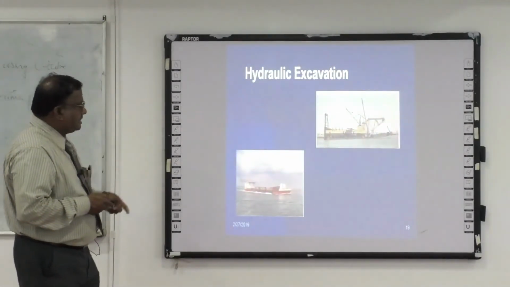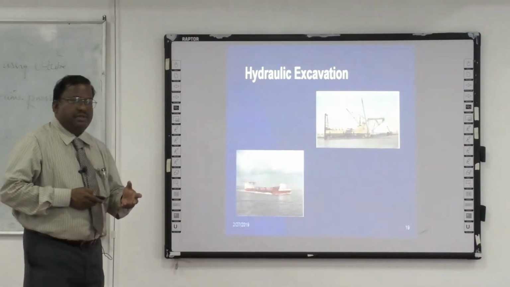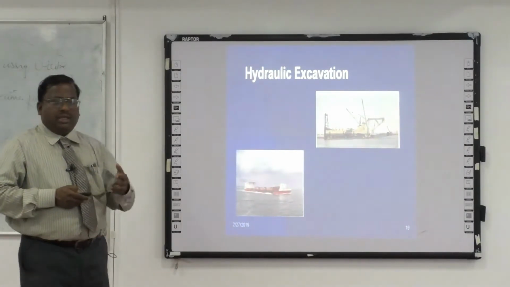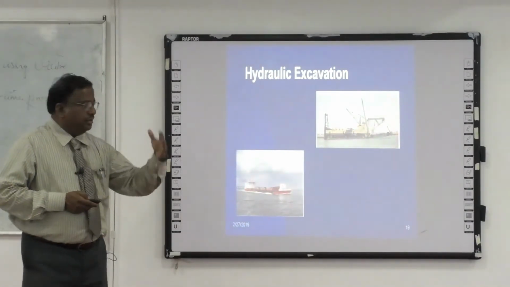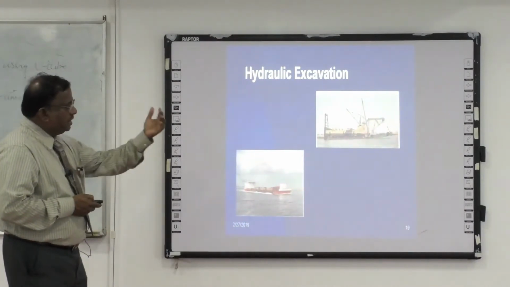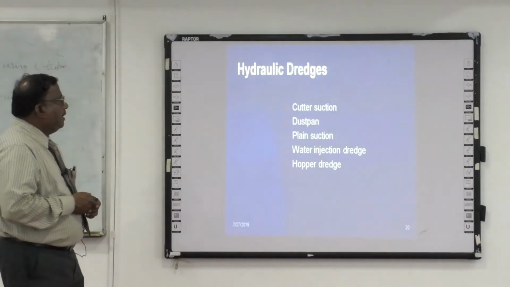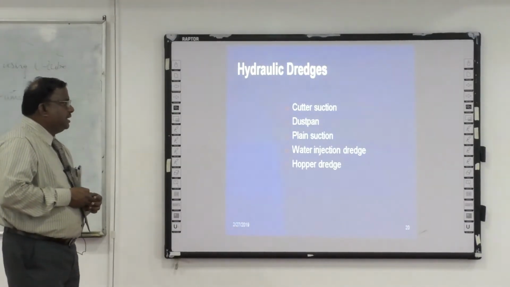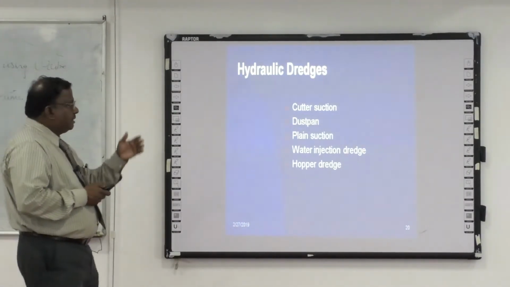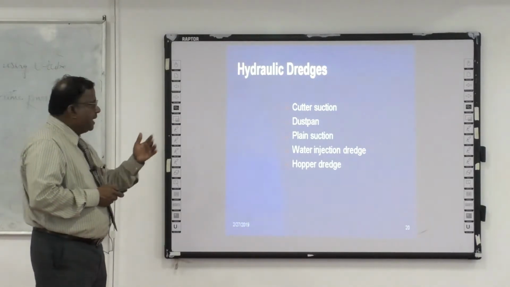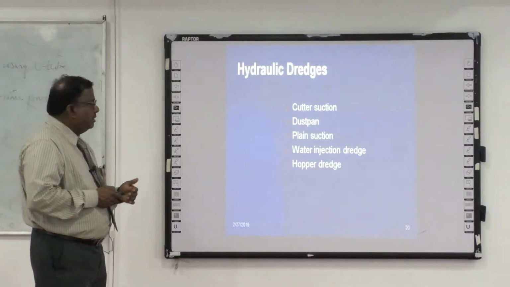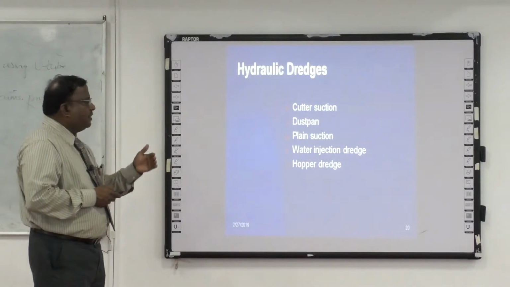Then hydraulic excavation, using the hydraulic system. As you all know, this is the hydraulic efficiency of the oil. So using the hydraulic system, it plugs it and it comes up. This is hydraulic excavation. So hydraulic dredgers can also be classified as cutter suction, dust pan, plain suction, water injection dredgers, and hopper dredgers.